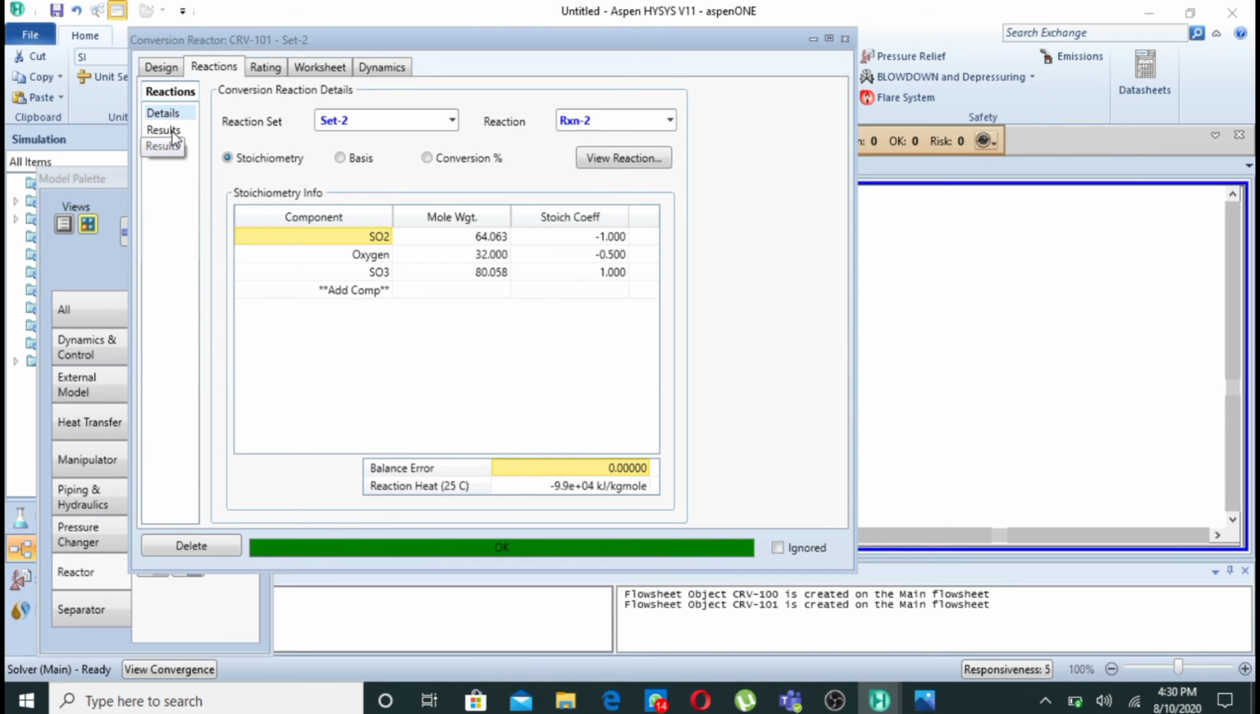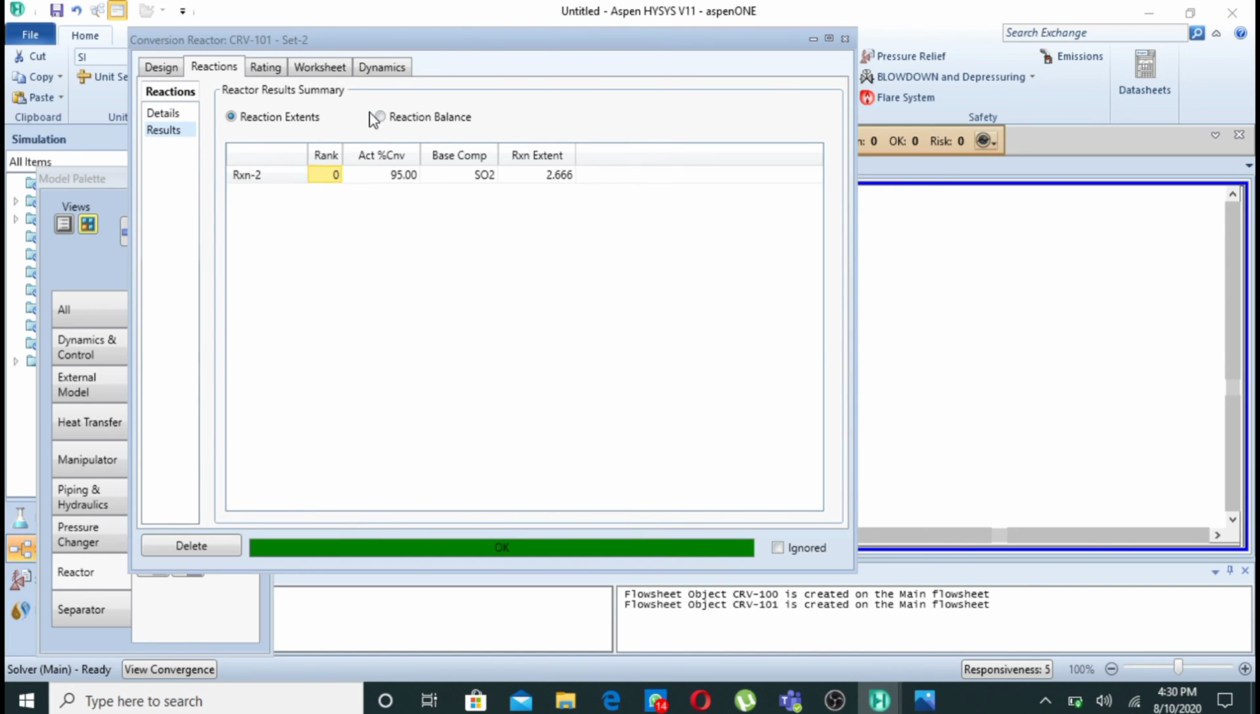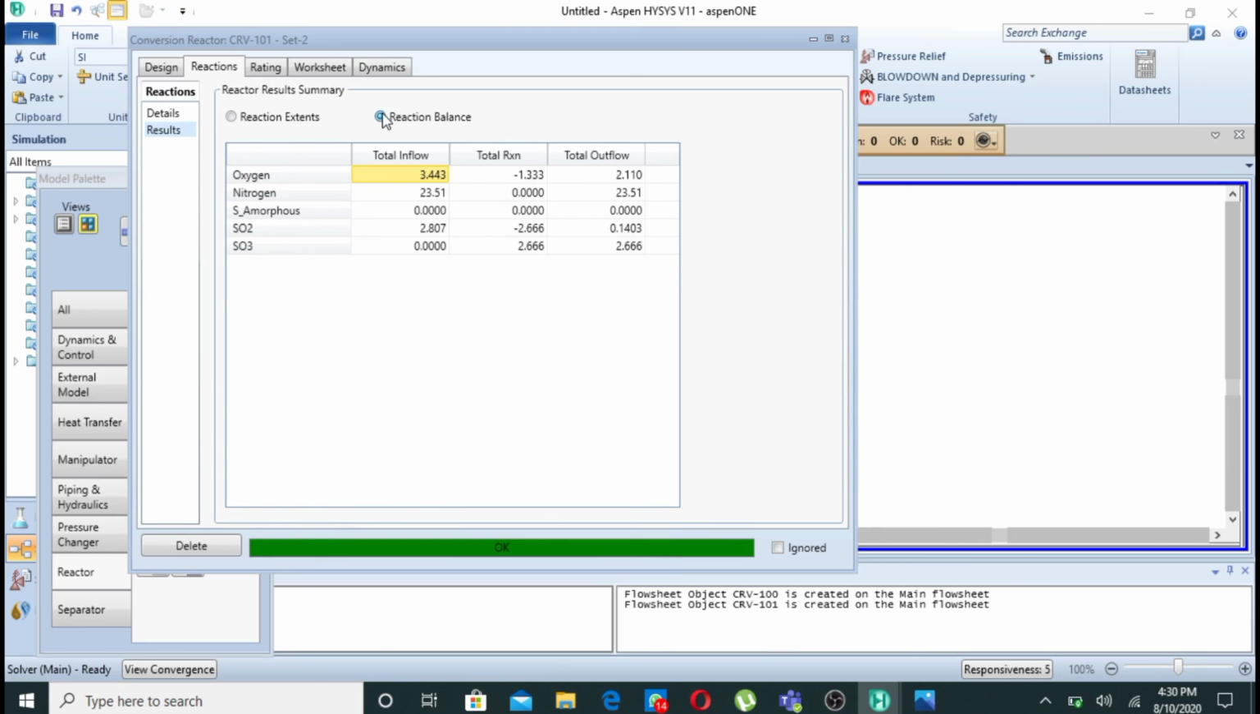If we want to see how many moles were entering, how many moles have been produced, and how many have gone unreacted, again you have to click results, then balance, reaction balance. Here you can see the inflow of oxygen moles, the total moles of oxygen that reacted, and the total unreacted. In the start there was no SO3, and at the end of the reaction 2.66 moles of SO3 have been produced. SO2 was 2.807 moles, out of which 2.6 has reacted, and the unconverted amount is 0.1403, that is only 5%, and of 2.807, 95% has been converted to SO3.